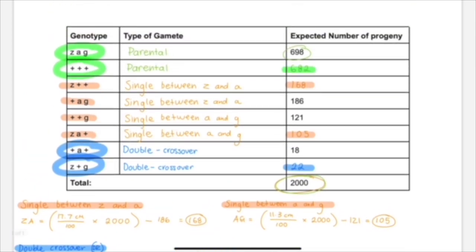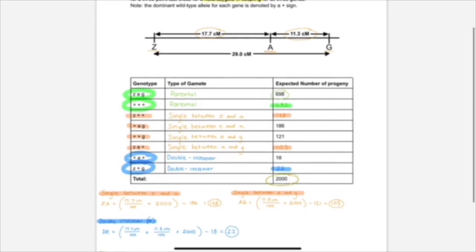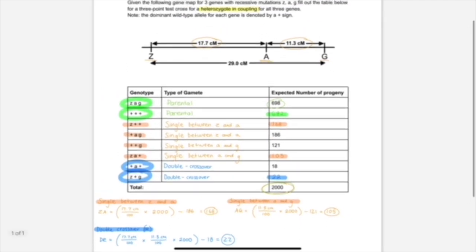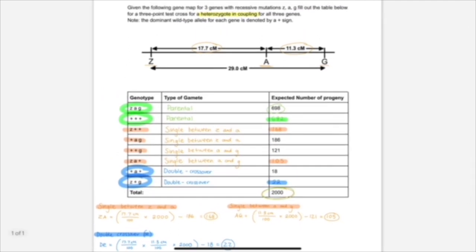The other way that you could do this is to just take 2000 and subtract everything that's already filled in, and naturally the leftover number is your answer. That is all. That's the big, solved, finished question.